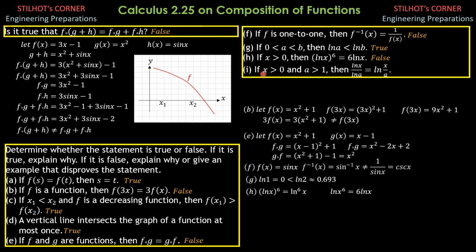Then finally, if x is greater than 0 and a is greater than 1, then ln of x over ln a equals ln of x over a. That statement is false because ln of x over a is ln of x minus ln of a by definition. So ln of x over ln a is equal to log of x over log of a, log to any base of x over log to any base of a. So let's say base b.